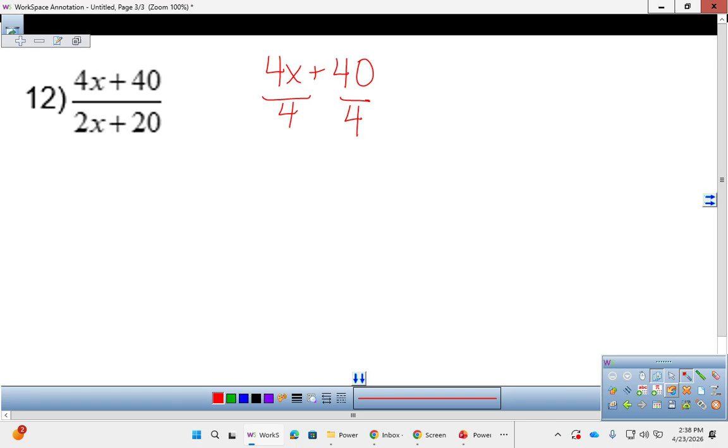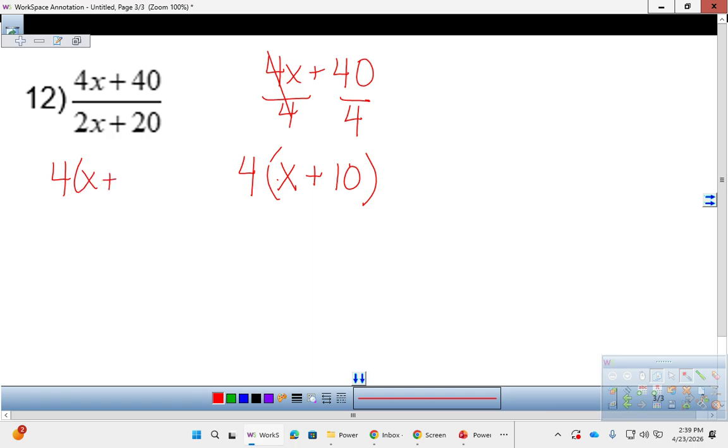When I divide a 4 out here, the 4's cancel out and I'm left with an x, and 40 divided by 4 is 10. Remember, the most important part of a GCF is putting the GCF in the front. So factored form of this first one is 4 and then x plus 10.